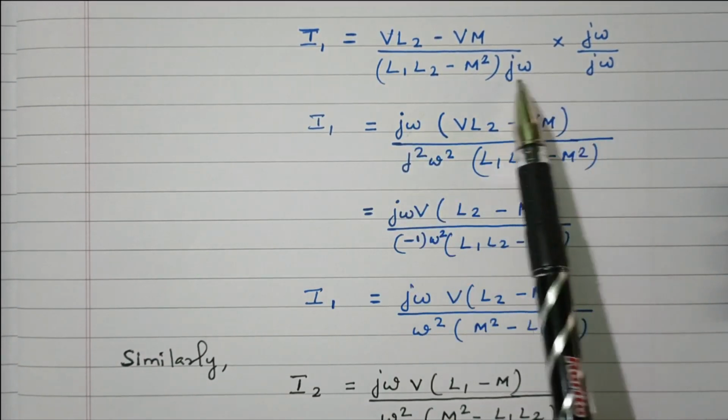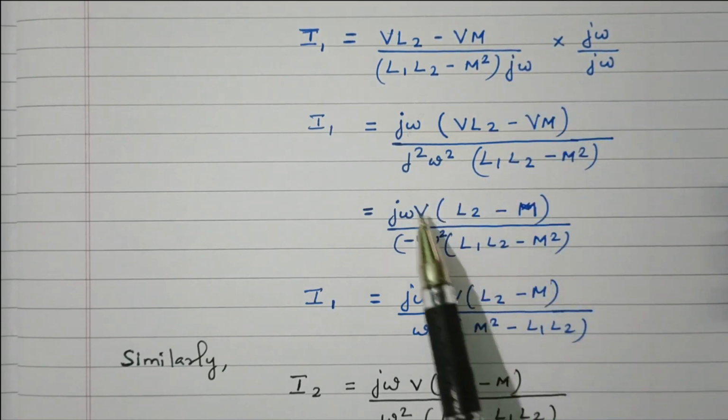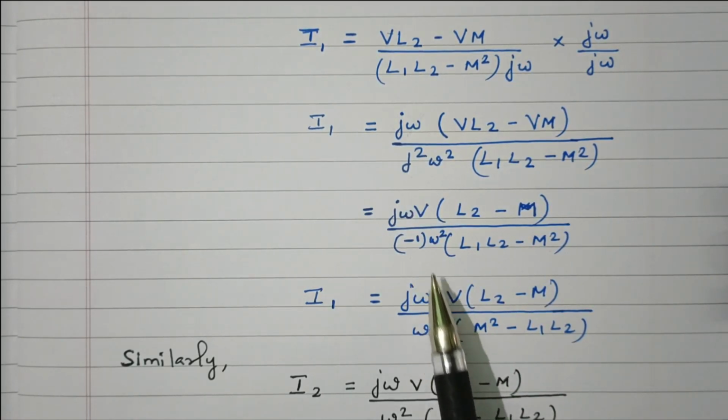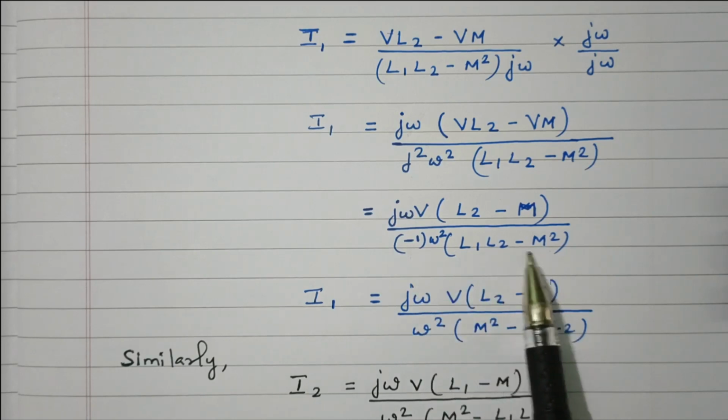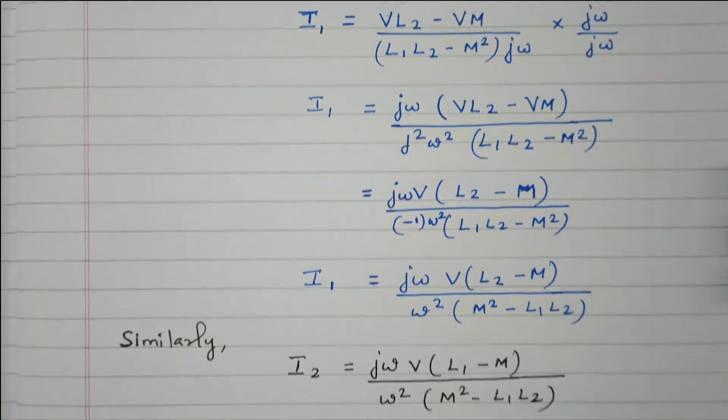Here J square omega square, since J omega is available 2 times. We know that J square value is minus 1, so it will become minus. Due to this minus, it is multiplied inside, so it becomes M square minus L1 L2. So I1 equals J omega V L2 minus M divided by omega square into M square minus L1 L2. Now we got the expression for I1.